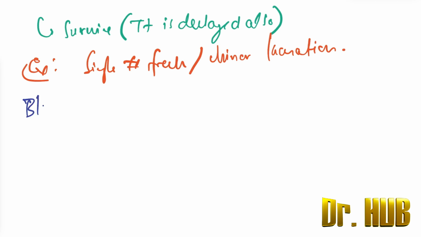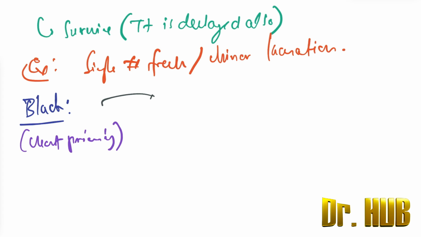Next we look at the black. The black is basically the least priority, and this can include dead or moribund patients.